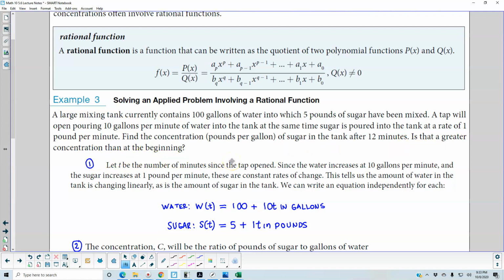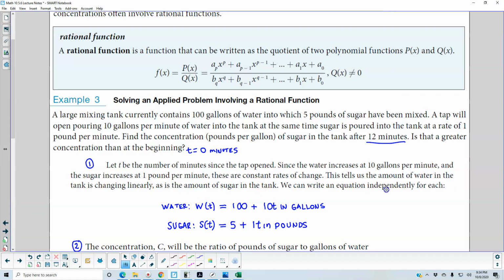If 12 minutes is t after 12 minutes, then at the beginning, t would have to be equal to 0 minutes. We want to make sure that we can identify that. Now, we're going to let t be the number of minutes since the tap opened. Since the water increases at 10 gallons per minute, and the sugar increases at 1 pound per minute, these are constant rates of change. This tells us the amount of water in the tank is changing linearly, as is the amount of sugar in the tank.